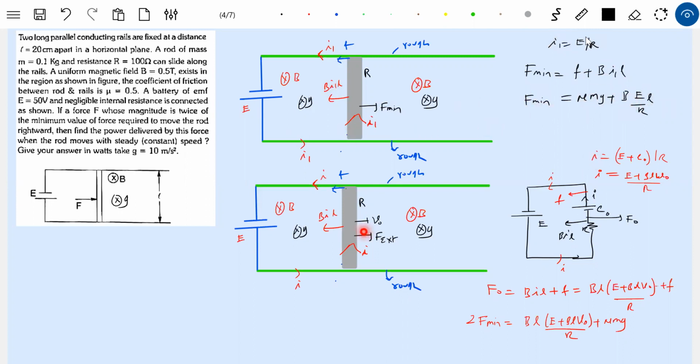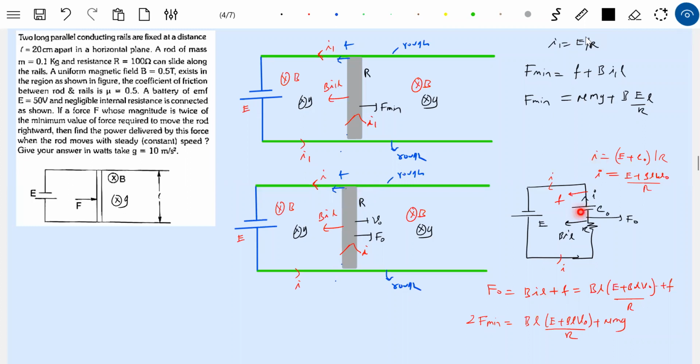Second part of the problem: find the power delivered by this force when the rod moves with a steady speed. The rod moves with a constant speed. Then what power should the agent deliver here? For that, what is F naught? F naught should be equal to BIL plus frictional force. I should overcome these two, ampere force and frictional force. Friction is between the rod and the rail. It will act at both ends of the rod. I'm showing it only at one point here.